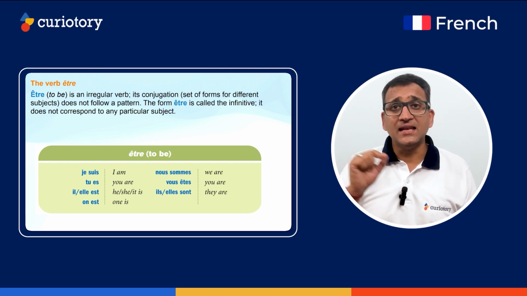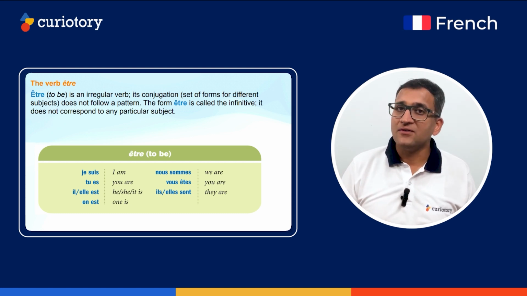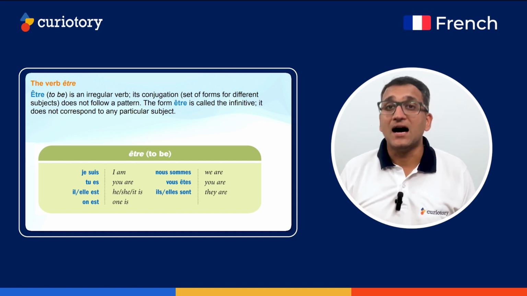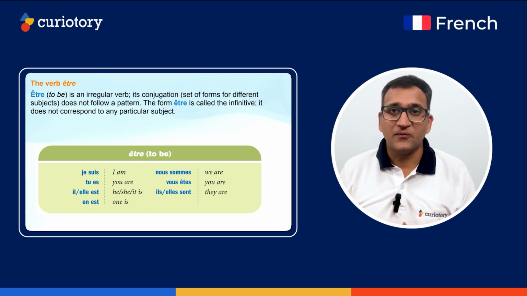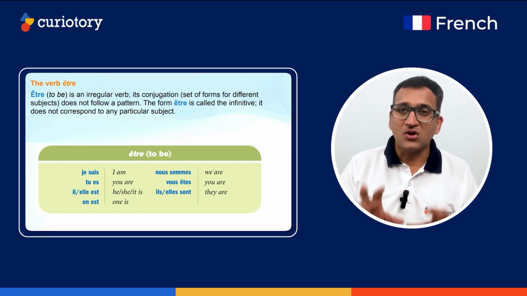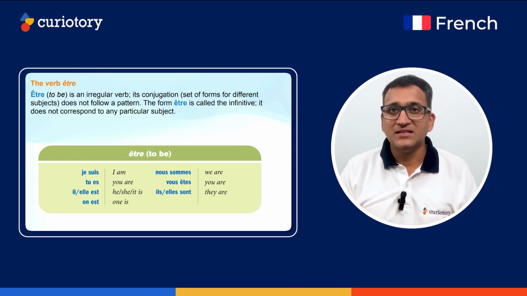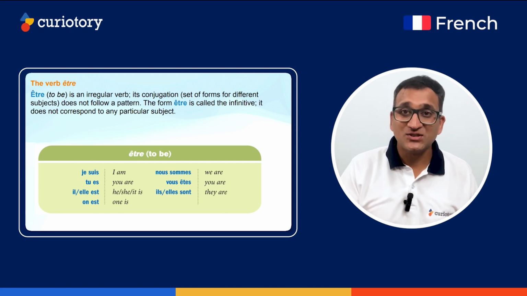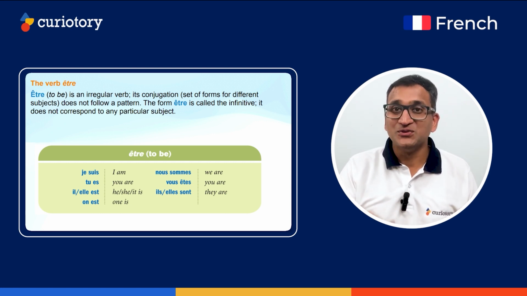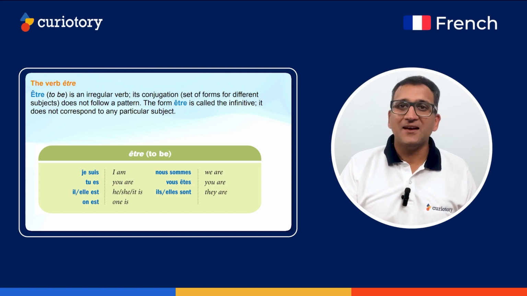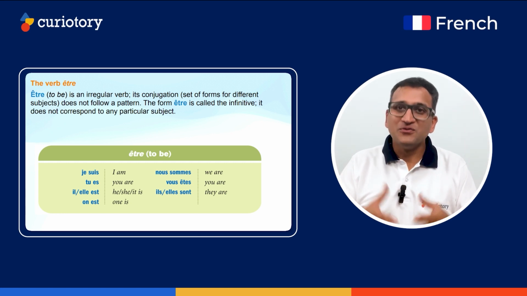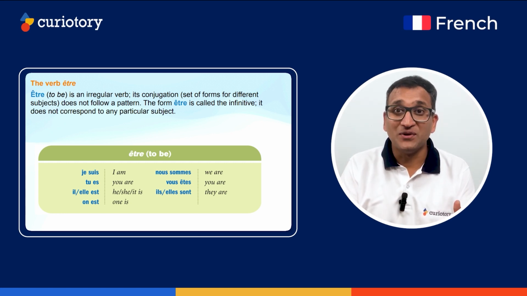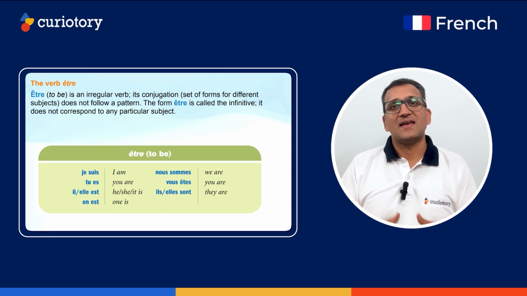The moment I say il est, it is he is, and if I say ils sont, it becomes they are. Elle est, she is, elles sont, they are. I'm sure you got it, but still we need more practice. So let's practice more. Je suis, tu es, il est, elle est, on est, nous sommes, we are, vous êtes, you are, formal version of you are, vous êtes, ils sont, and elles sont.